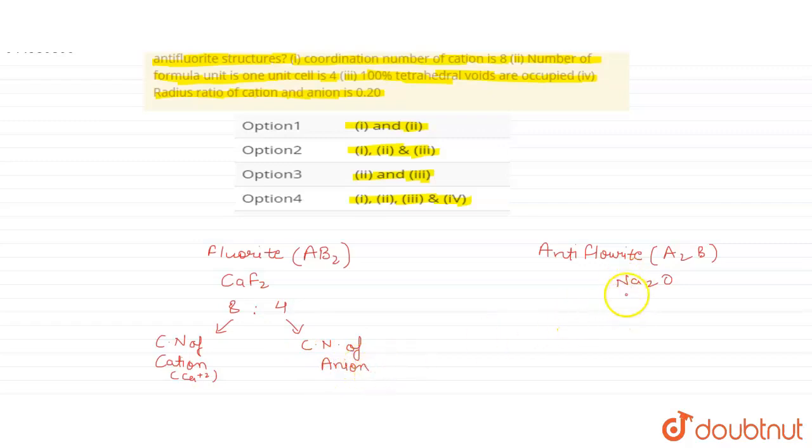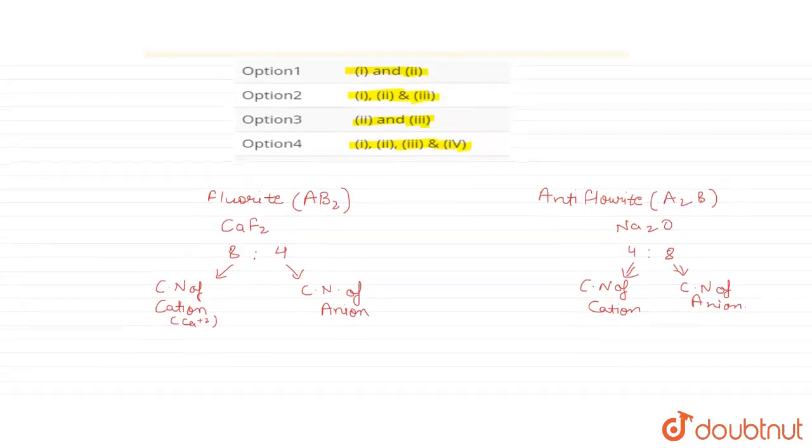And in antifluorite, the coordination numbers of the compound are in the ratio of 4:8. This is the coordination number of cation, that is for Na+, and this is the coordination number of anion. This is the basic thing about the coordination numbers.